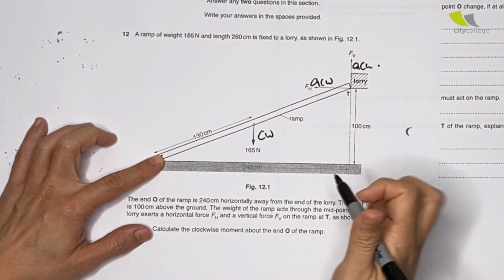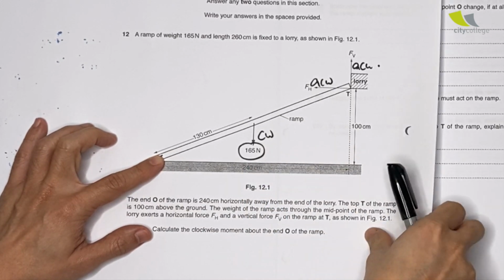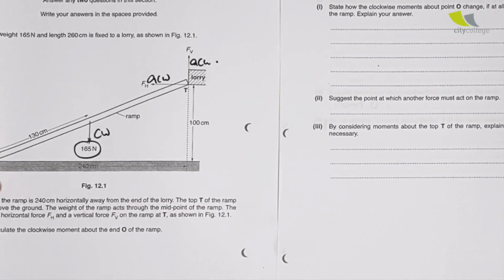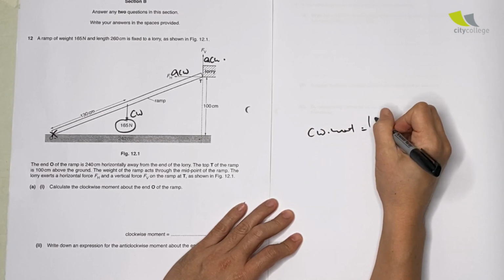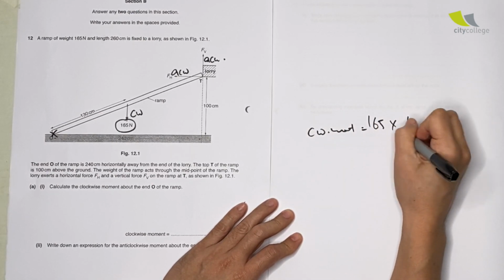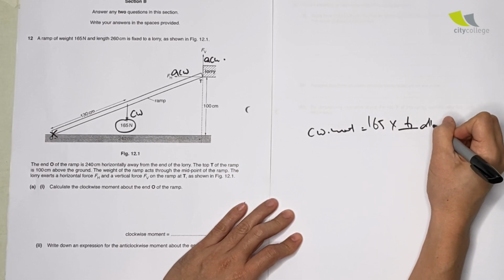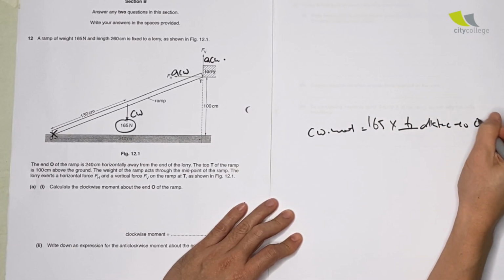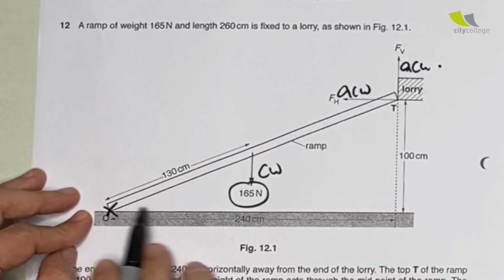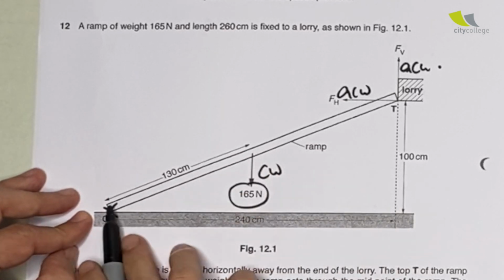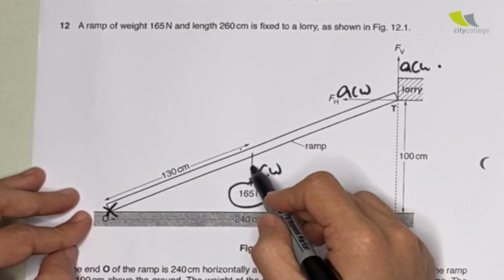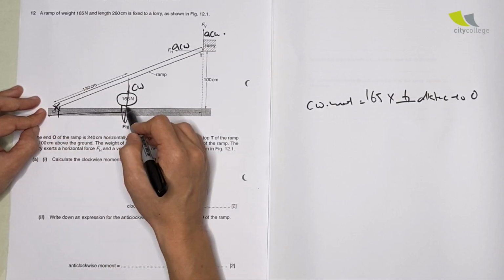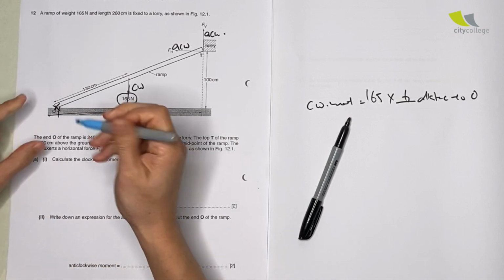So our clockwise moment is mainly produced by our 165 newtons. Let's quickly solve it. So clockwise moment will be equal to 165 multiplied by the perpendicular distance to O. So what is the perpendicular distance to O? Is it 130? It's not 130 because this angle is not 90.